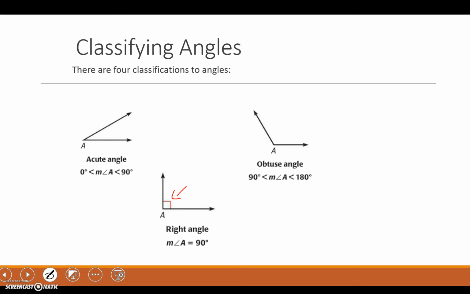If it is between 90 and 180 degrees, so again, not equal to 90 and not equal to 180, then it is an obtuse angle. But if it's equal to 180 degrees, then it's known as a straight angle. And you can see there are 2 rays that make it up, or it looks like a straight line.